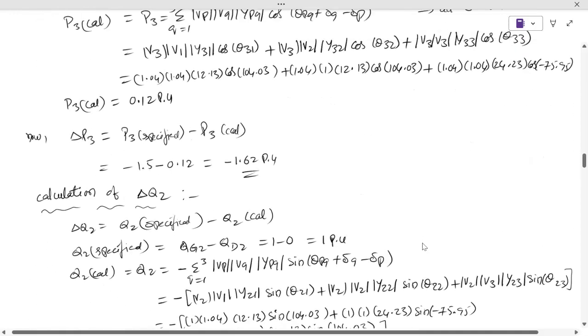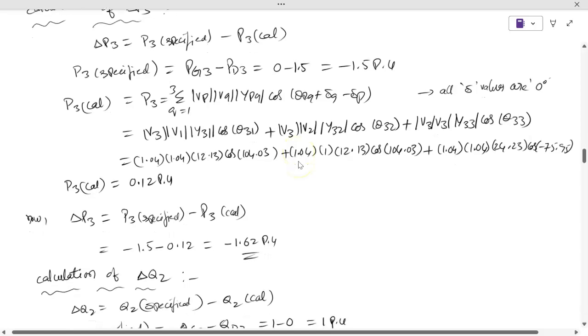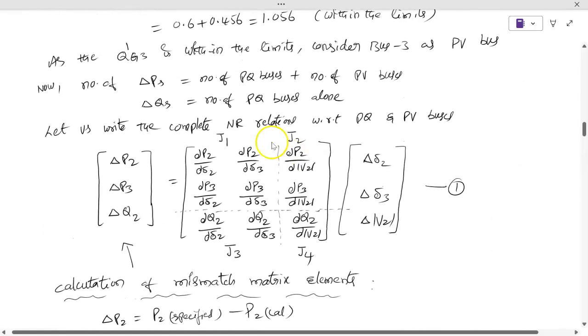With that, these 3 values are calculated. Now we need to calculate all the remaining values one by one: J1 elements, J2 elements, J3 elements, J4 elements. See here, J1 has 4 elements: 2 are the diagonal elements and 2 are the off diagonal elements. J2 has 2 only, J3 has 2 only, and J4 has 1 element.